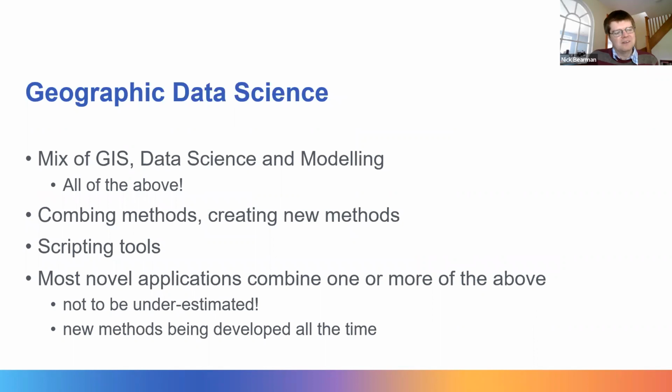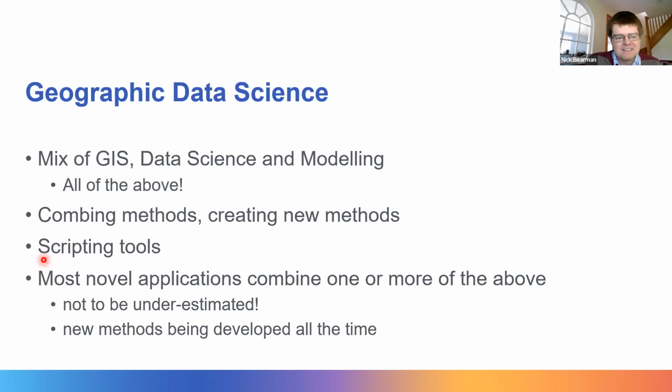And you've probably come across this term already, geographic data science. This is a kind of mix of GIS and data science and a little bit of modeling thrown in as well. It's combining all of these existing methods, but also focusing on how we go about creating new methods, so new tools and new analysis. There's loads more out on geographic data science.